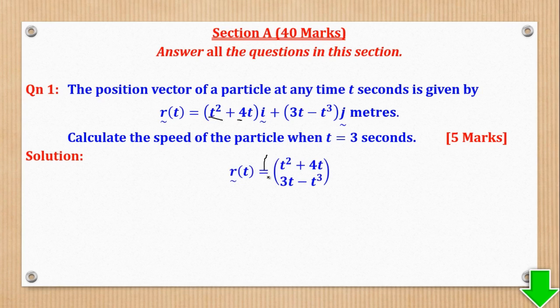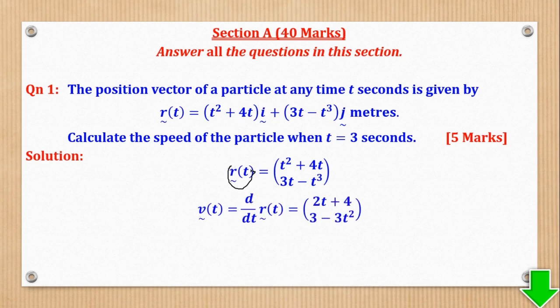Now the reason why we use a column vector is to bypass this i tilde, because if you just write i, most students write i without writing this tilde, and that will not be okay. So in order to bypass this i and j, we use a column vector. So velocity, I'll get it by differentiating this displacement or position vector. So when I differentiate this, I'll come up with this. Differentiate this, I'll come up with this.